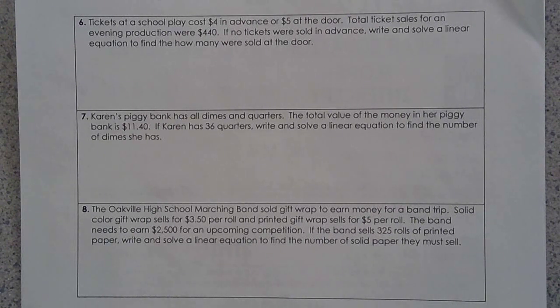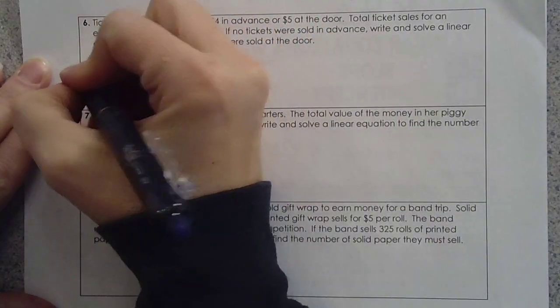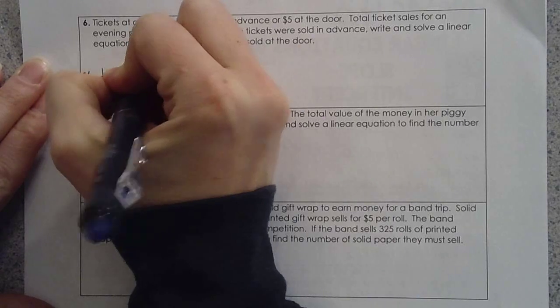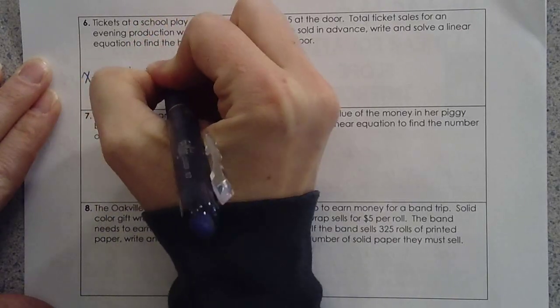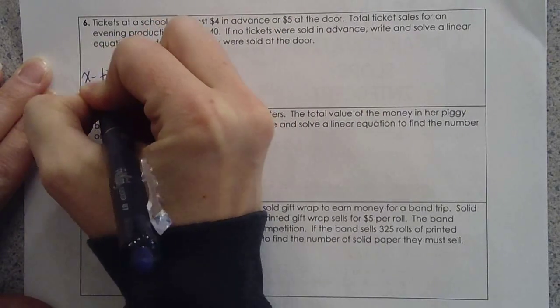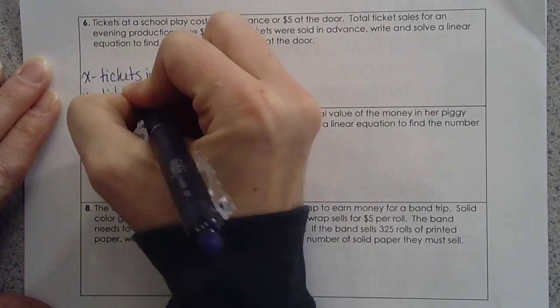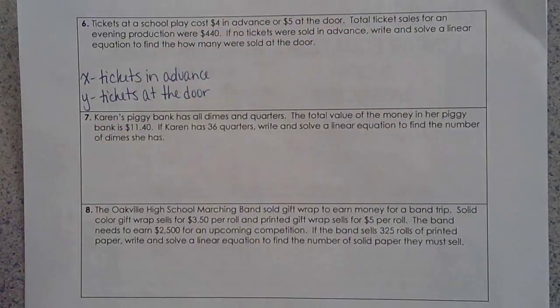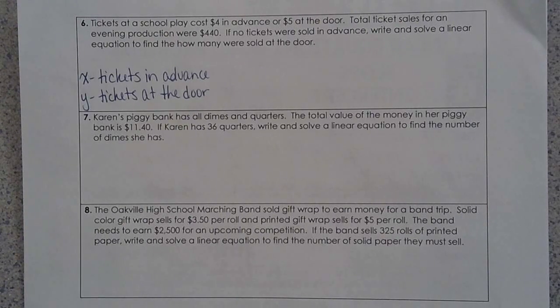Tickets at a school play cost $4 in advance and $5 at the door. What two things might I purchase? In advance or at the door? Tickets in advance, tickets at the door. So that's my X and my Y. How do you know which one is X and Y? Either one can be X or Y as long as you pair it up with the right number.